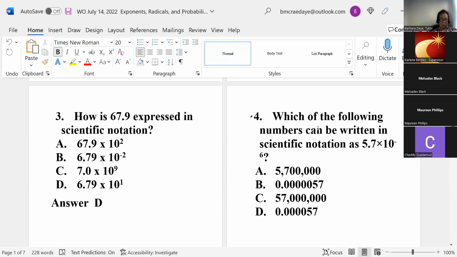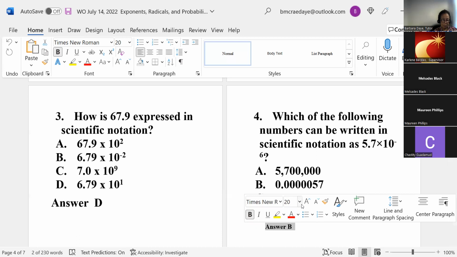Because it says, which of the following numbers can be written in scientific notation as 5.7 times 10 to the minus 6? So we know we're moving it to the right. So where did you move your decimal point? Behind the 5. Okay, why? I ain't got a clue why. To be truthful. Okay, Mercedes, you want to help her out? Why did she move it where she did?